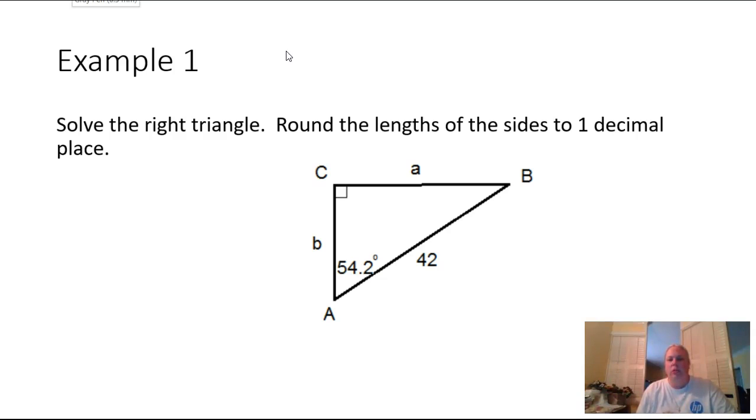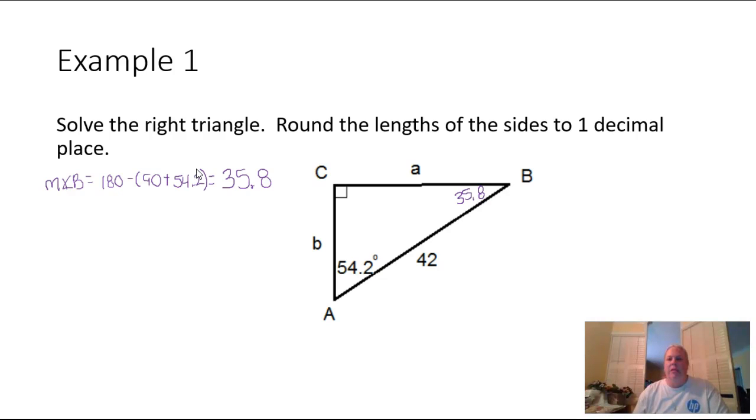because the sum of the angles in a triangle measures 180 degrees. So the measure of angle B is going to be 180 minus 90, that's angle C, plus 54.2, this is angle A down there, and that will give us 35.8 degrees. Okay, so now we know this angle right here measures 35.8 degrees.